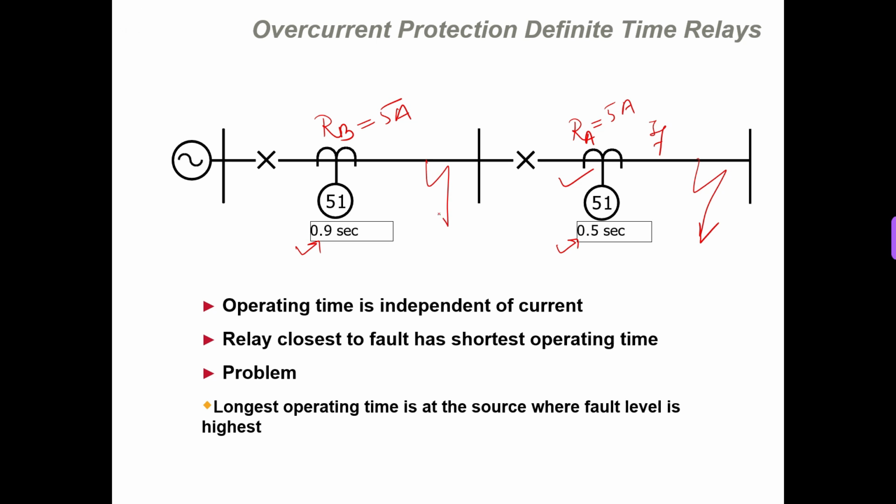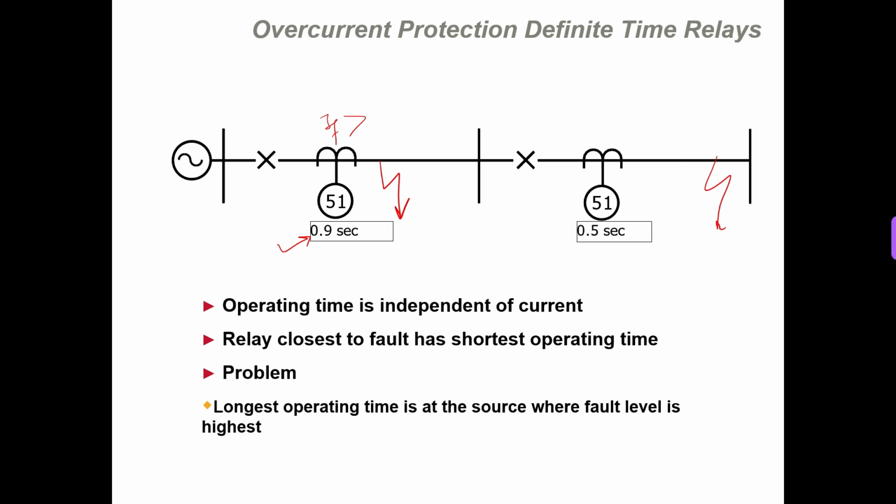Now suppose the fault is here. Definitely for that fault the current will not flow to this relay if there is no source at that end. So the fault current will only flow through this relay, and for that fault also it will take 0.5 second. So this is the major drawback of definite time relay. We know that if a fault is closer to the source, for example if a fault is here, the impedance will be lower, that means this fault current will be higher as compared to a fault here. So for a fault current which is higher, the relay operating time is also higher. So this is the major limitation or major drawback of definite time relays.